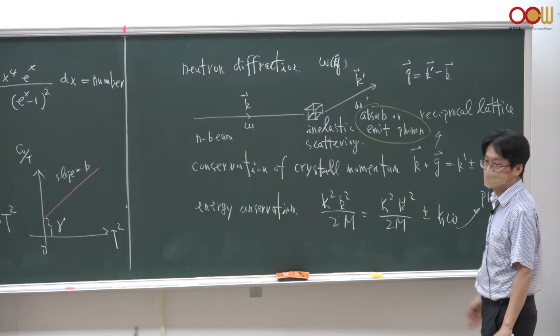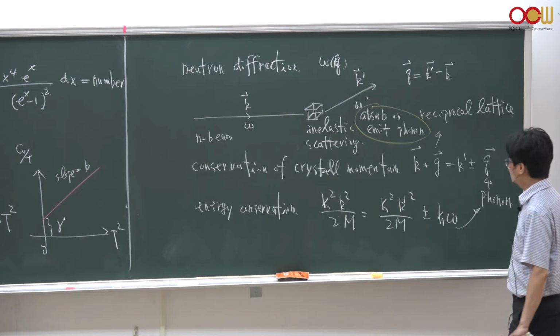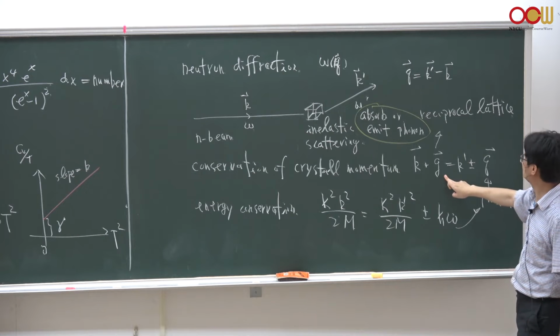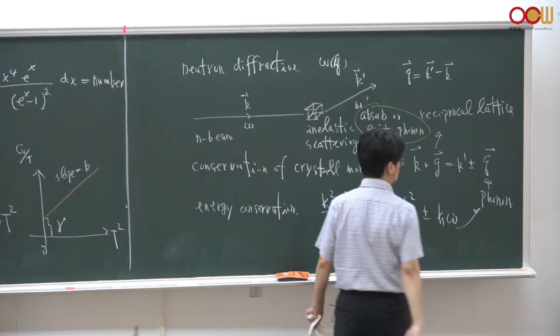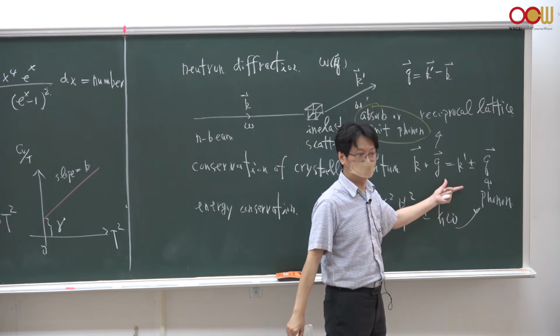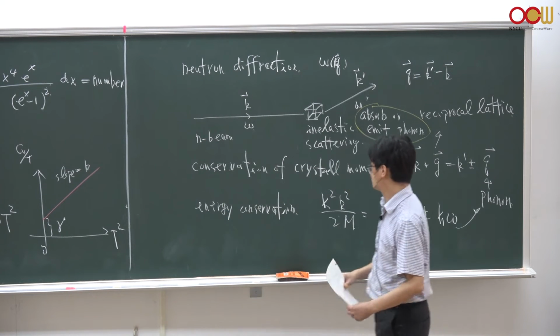And there are two conservation laws. First, the conservation of crystal momentum, which says that momentum k plus a reciprocal lattice vector G is given by k prime plus or minus the phonon momentum. This means that the phonon could be absorbed or emitted by this neutron beam.